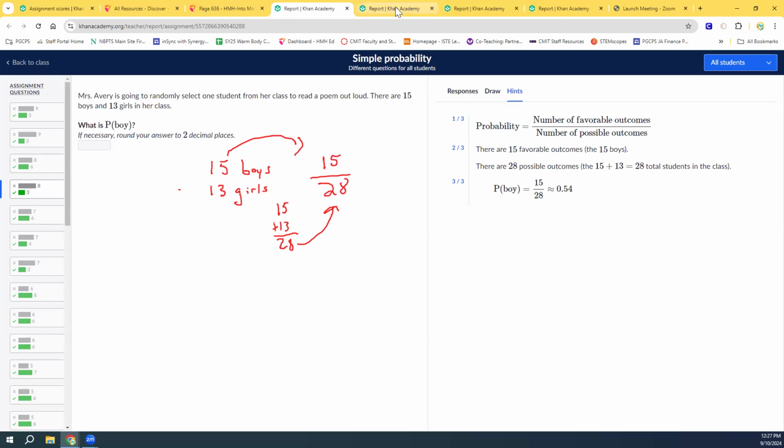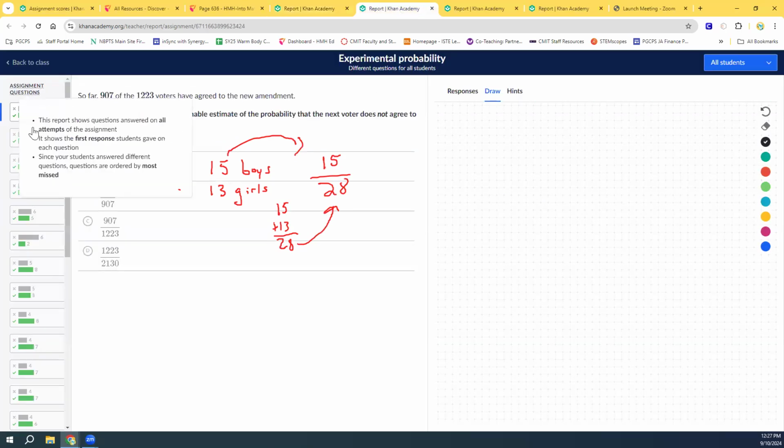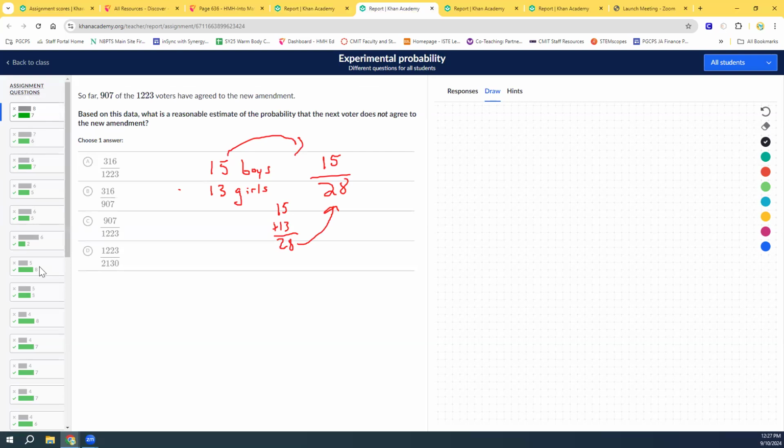Okay. Moving on to experimental probability. Oh boy. Okay. So here we're talking about... well, let's read it. So far, 907 of the 1,223 voters have agreed to the new amendment. Based on this data, what is a reasonable estimate of the probability that the next voter does not agree to the new amendment? Okay, so let's get our probability.